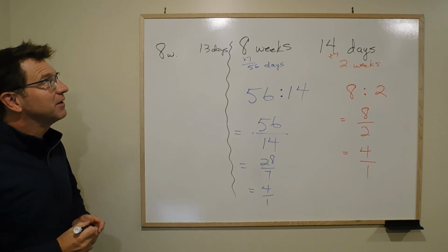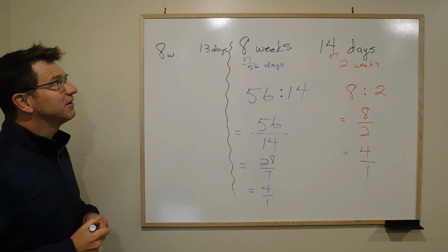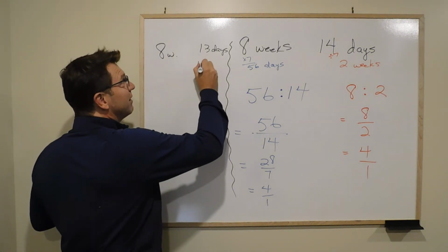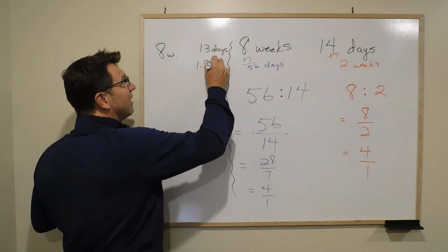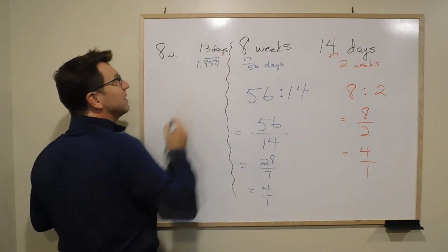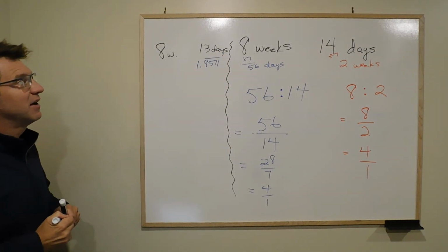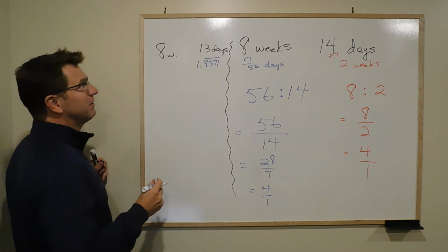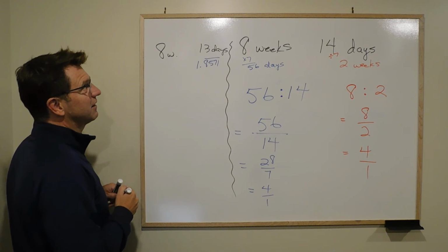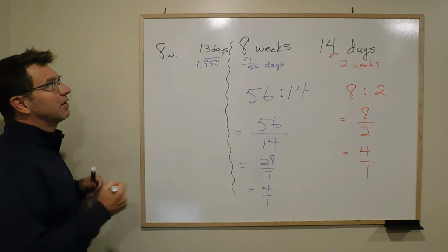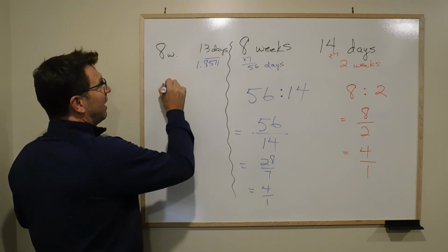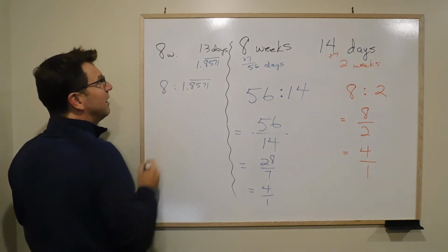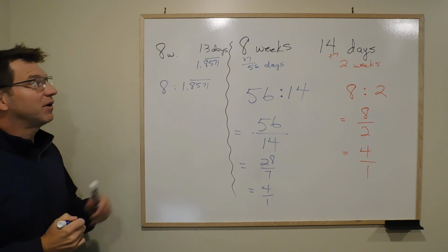Well, the problem is 13 days is like 1.857 repeated weeks. And that's not going to be very nice to use. You'd have 8 to 1.857 repeated. How do you deal with that? You don't deal with it very well.